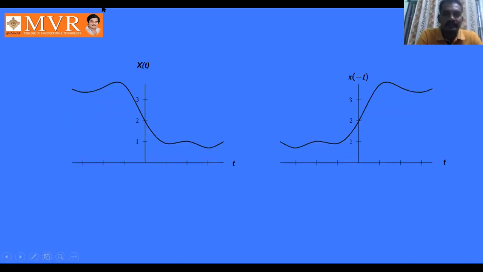So this one is x of t. If you put a mirror here, it will reflect like this, giving x of minus t. So x of minus t is nothing but the mirror image of x of t.